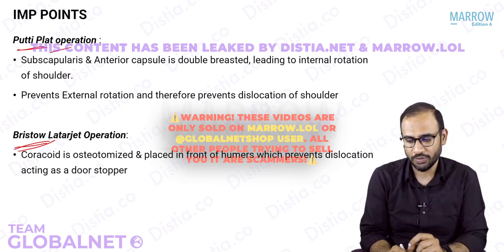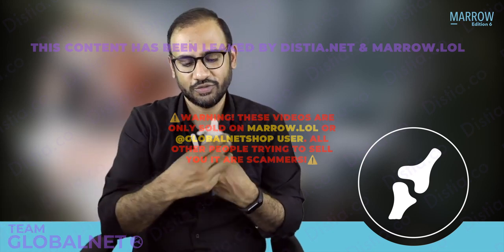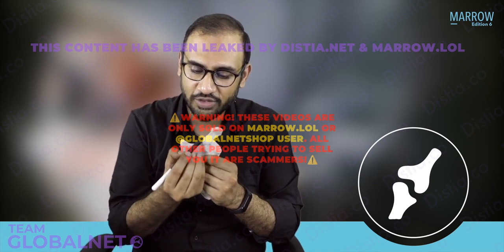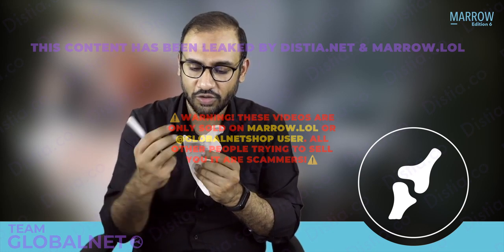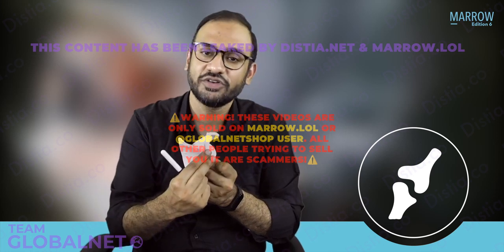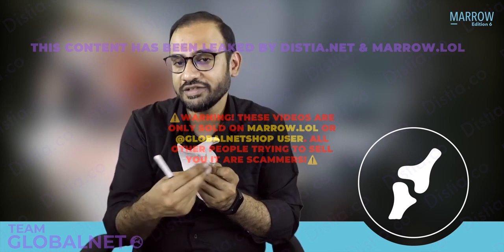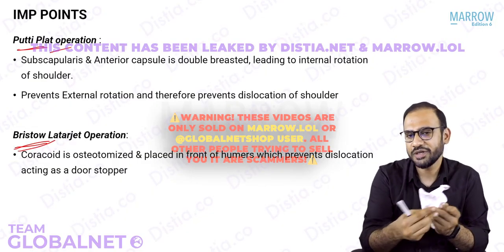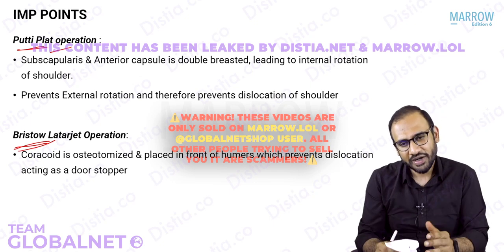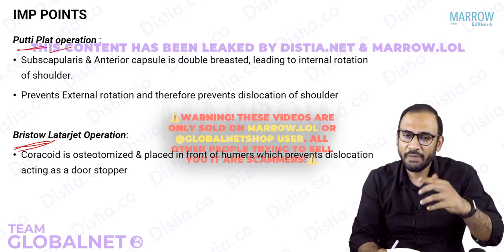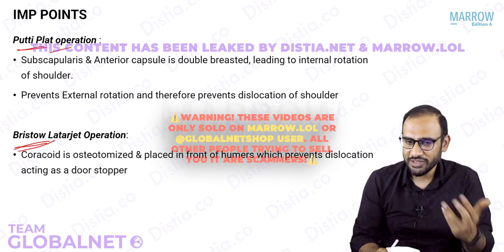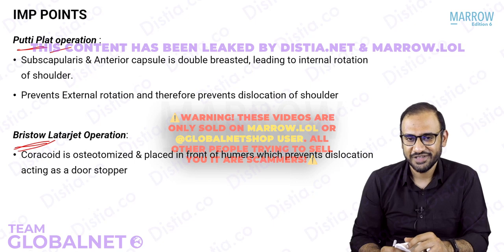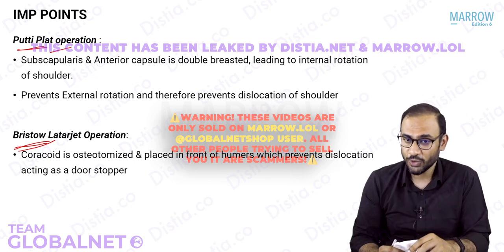Second is Bristow-Latarjet operation. In Bristow-Latarjet operation, what you do is you osteotomize, meaning cut the bone. You osteotomize the coracoid. Once you've osteotomized the coracoid, you remove that chunk of bone and place it in front of the glenoid, preventing the shoulder from dislocating anteriorly. Again, very aggressive procedure. This is known as Bristow-Latarjet procedure. But nowadays, we are going for arthroscopic Bankart and Hill-Sachs surgeries, which are much more reasonable and are giving much better results compared to these aggressive surgeries. So that is all about your shoulder dislocations.